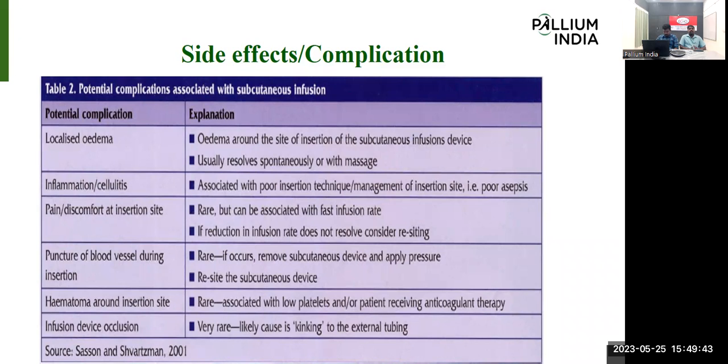Whichever device we use for giving the infusion of medication, if any alarm or sound is heard in between, we also need to check the external tubing for any kinking. If there is any, we need to correct it. Next.